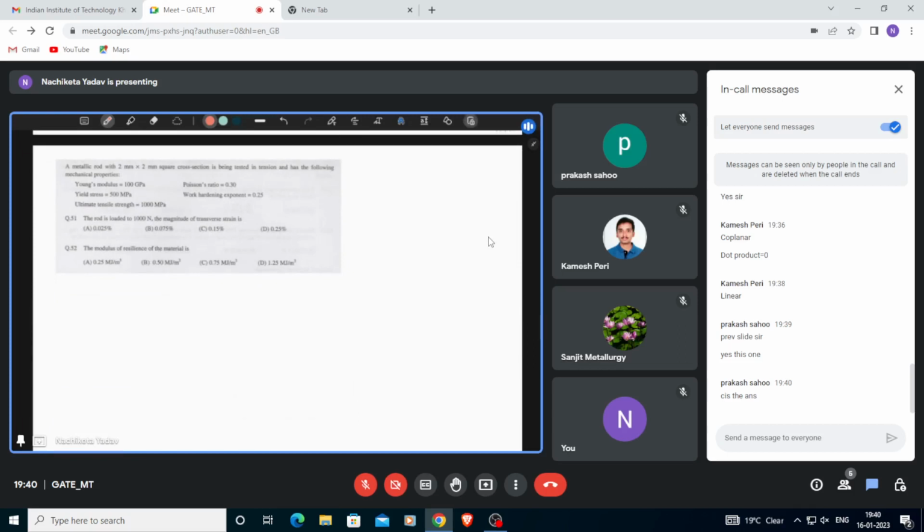Here, a metallic rod with a 2 mm by 2 mm square cross section is being tested in tension and has the following mechanical properties given. The rod is loaded to 1000 Newton. We have to calculate the magnitude of the transverse strain. I tried this question and solved it wrong, that's why I'm saying, can you try? Try your set first.